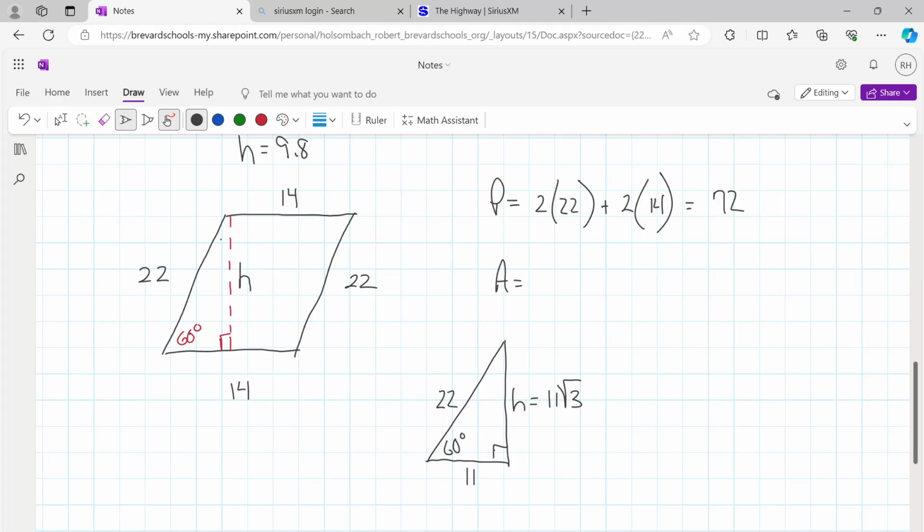All right? The 14 in this picture is this dimension. It's not that piece of the triangle. That piece of the triangle right there is half of the hypotenuse. So now our area is equal to the base, which is 14, times 11 radical 3. So 14 times 11 times the square root of 3 is 266.7. That is the area.